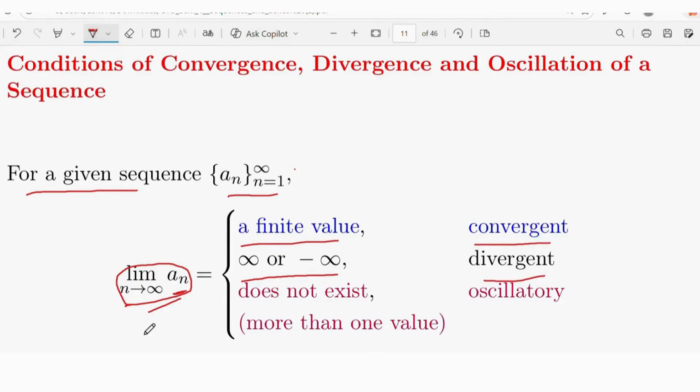And after solving this limit, if we get the answer limit does not exist. Okay, so limit does not exist means we get more than one finite value. After evaluating this limit, if we get more than one finite value, then we can say that limit does not exist and the sequence is an oscillatory sequence. Okay, so this is the condition to check whether a given sequence is convergent, divergent, or oscillatory. Now, next, using this condition, we will solve examples of sequences.